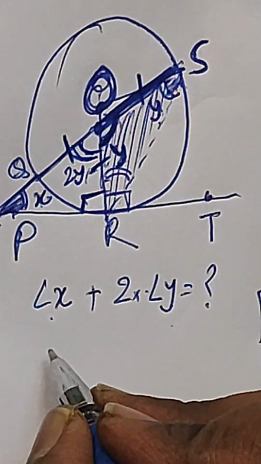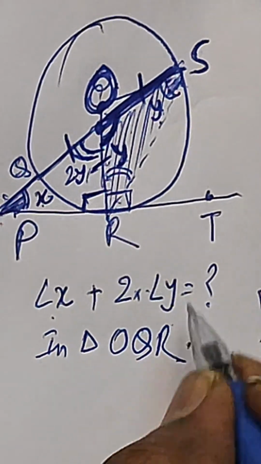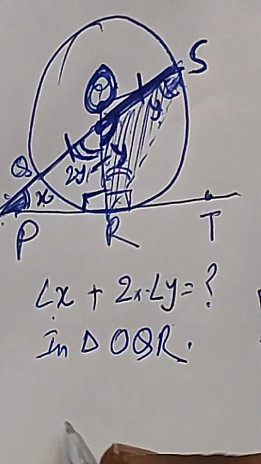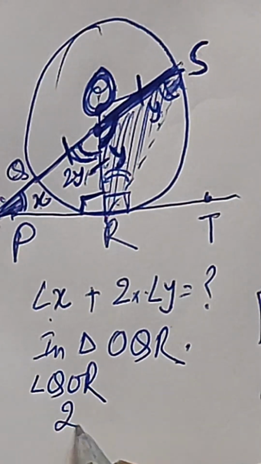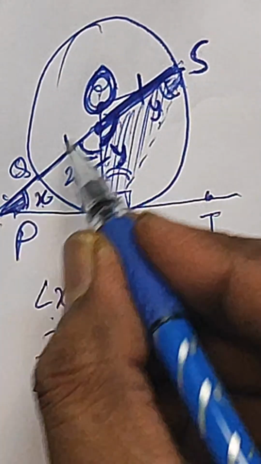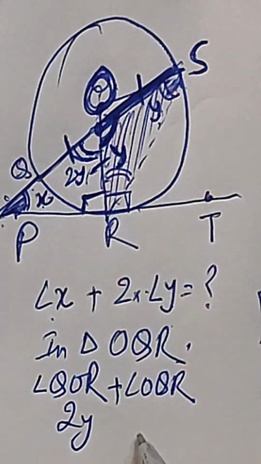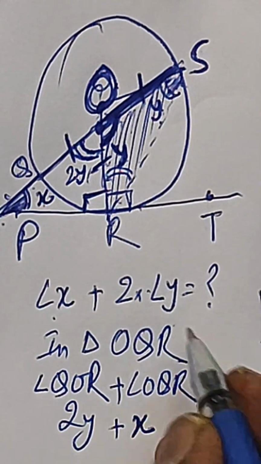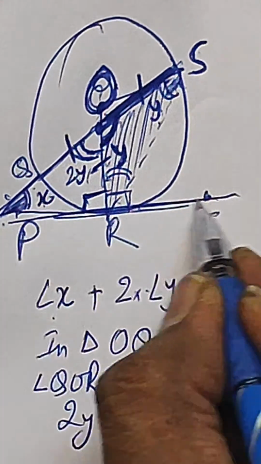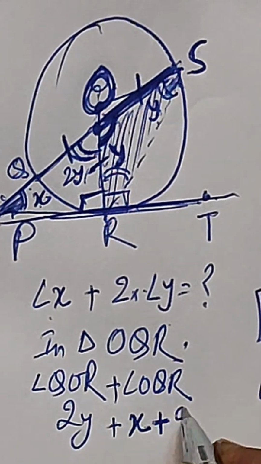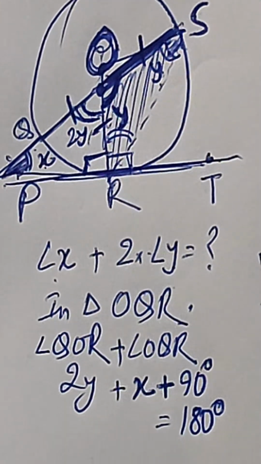So we can say that in the triangle OQR, angle QOR is 2Y, plus angle OQR, which is coming as X, given to you as X, plus the third angle, which is already 90 degrees because PRT is the tangent, okay. So plus 90 degrees is equal to 180 degrees, because this is the sum of all angles of a triangle, right?